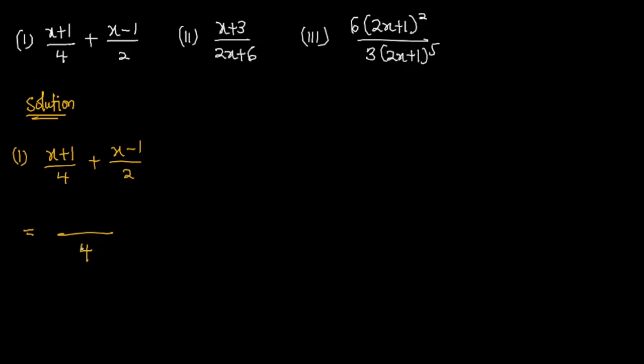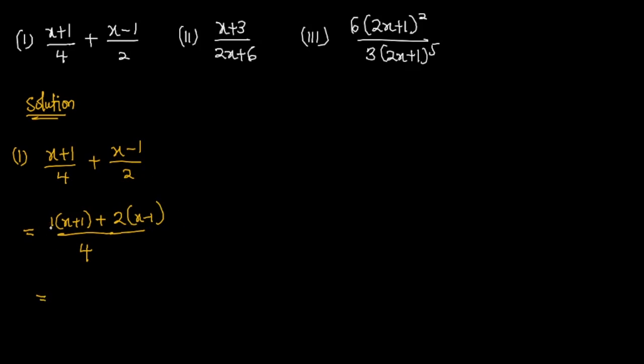Now the 4 will go into the 4 here just once, so we have 1 multiplied by the top, we have 1 into bracket x + 1. Then 2 here will go into 4 two times, so we have plus that 2, which we use to multiply the numerator. So we have 2 into bracket x - 1 at the top over here. Now we can expand the bracket and then simplify our expression.